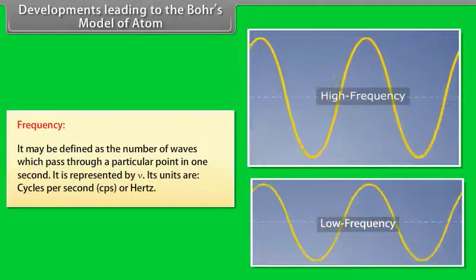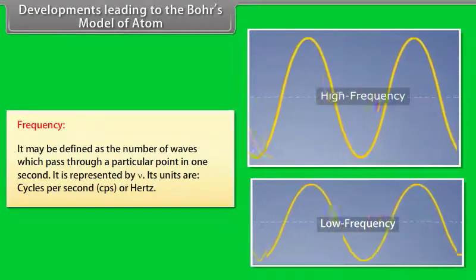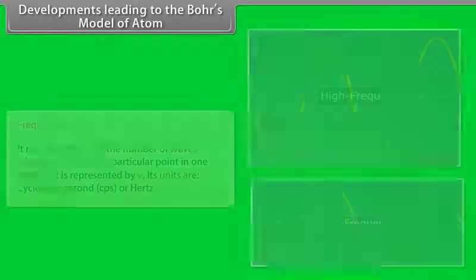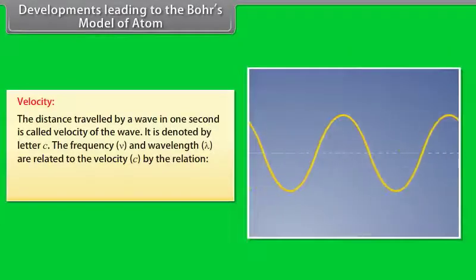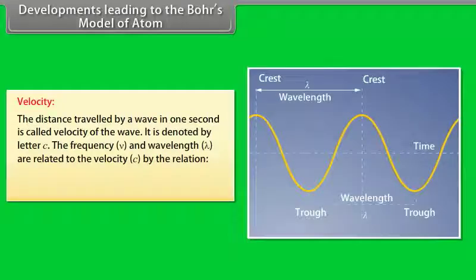It is represented by mu. Its units are cycles per second or hertz. Velocity: the distance traveled by a wave in 1 second is called velocity of the wave. It is denoted by letter c. The frequency and wavelength are related to the velocity c by the relation c = mu × lambda. Its unit is meter per second.